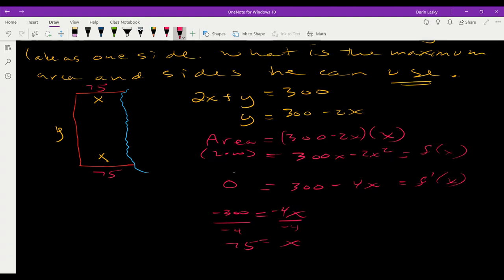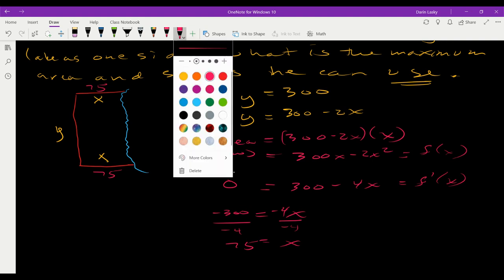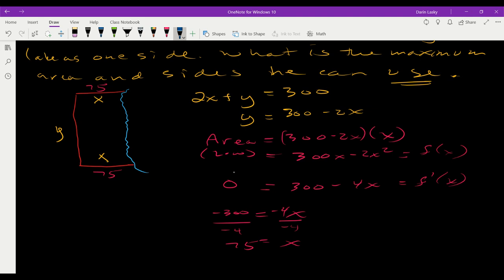All right, so now we need to know what y equals. We know that y equals 300 minus 2x. So therefore, y is equal to 300 minus 2 times 75, which is 150. So now I know that y equals 150.